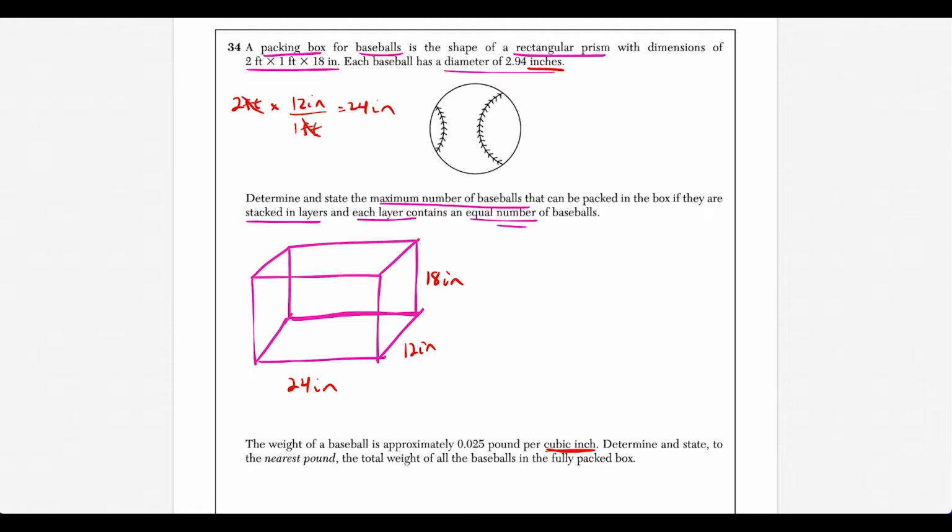Now the next trap that you could fall into, there's a lot of traps set here. The diameter of the ball is 2.94 inches. So the diameter, we need to use the radius when we start talking about volume later on. So the radius, we just divide this by 2, and we're going to get 1.47 inches. And the volume of a baseball is 4/3 pi r cubed, assuming that it's a perfect sphere. So the next dangerous trap here is what I've seen students do: they find the volume of the rectangular prism, they find the volume of one baseball using this formula, and then they divide them.